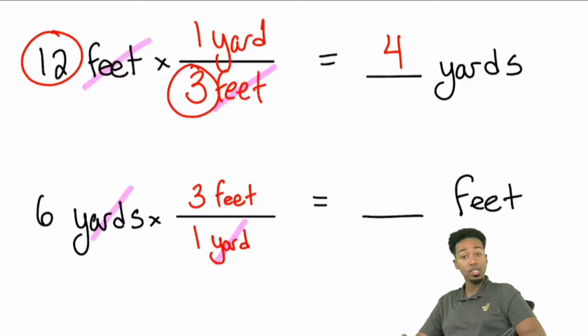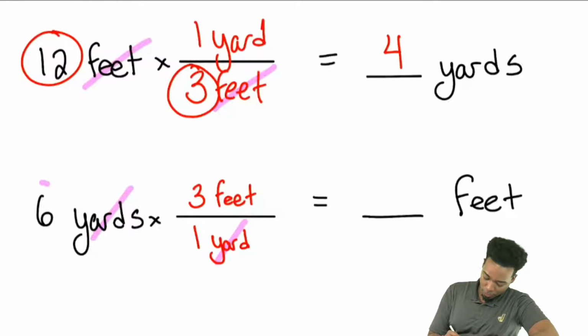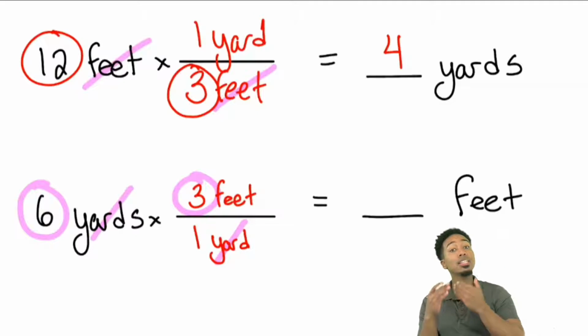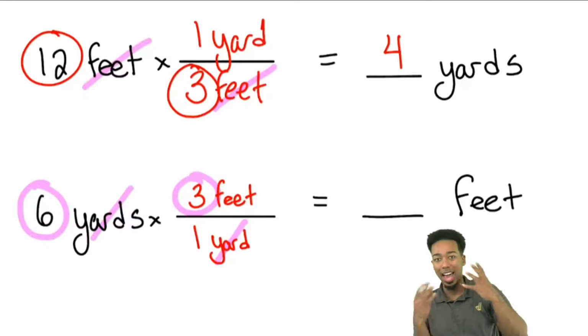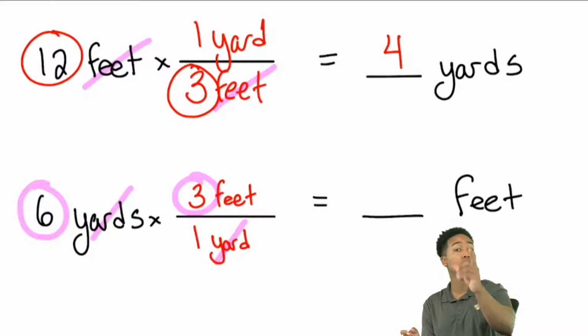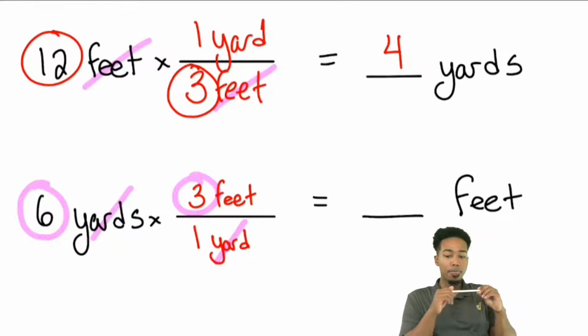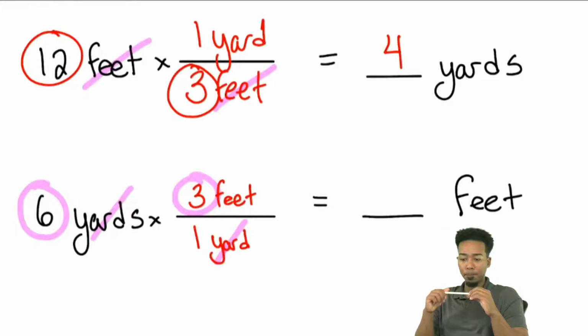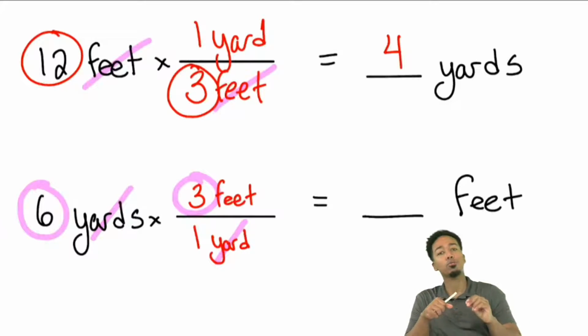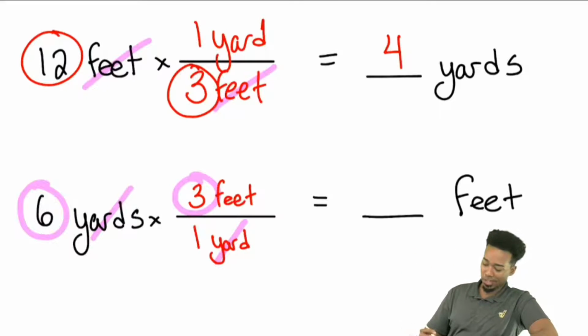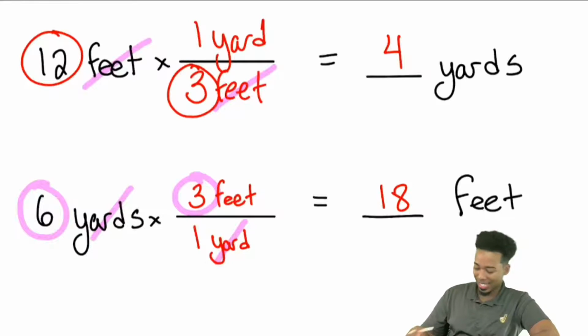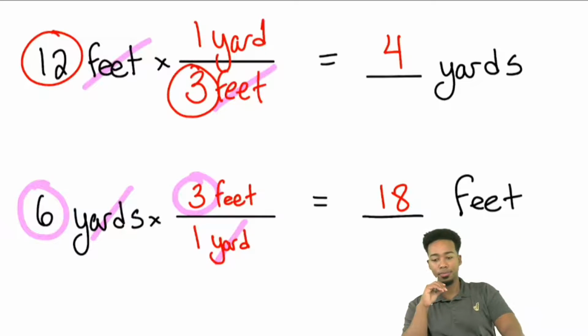Now, if we take a look at the 6 yards problem here, the 3 is on the top. So we have 6 and then 3. In this case, because the number that we're looking at is up top, are we multiplying or dividing? Yeah, we are multiplying. And so 6 times 3 is going to give me what? 18. That's it right there. Exactly.